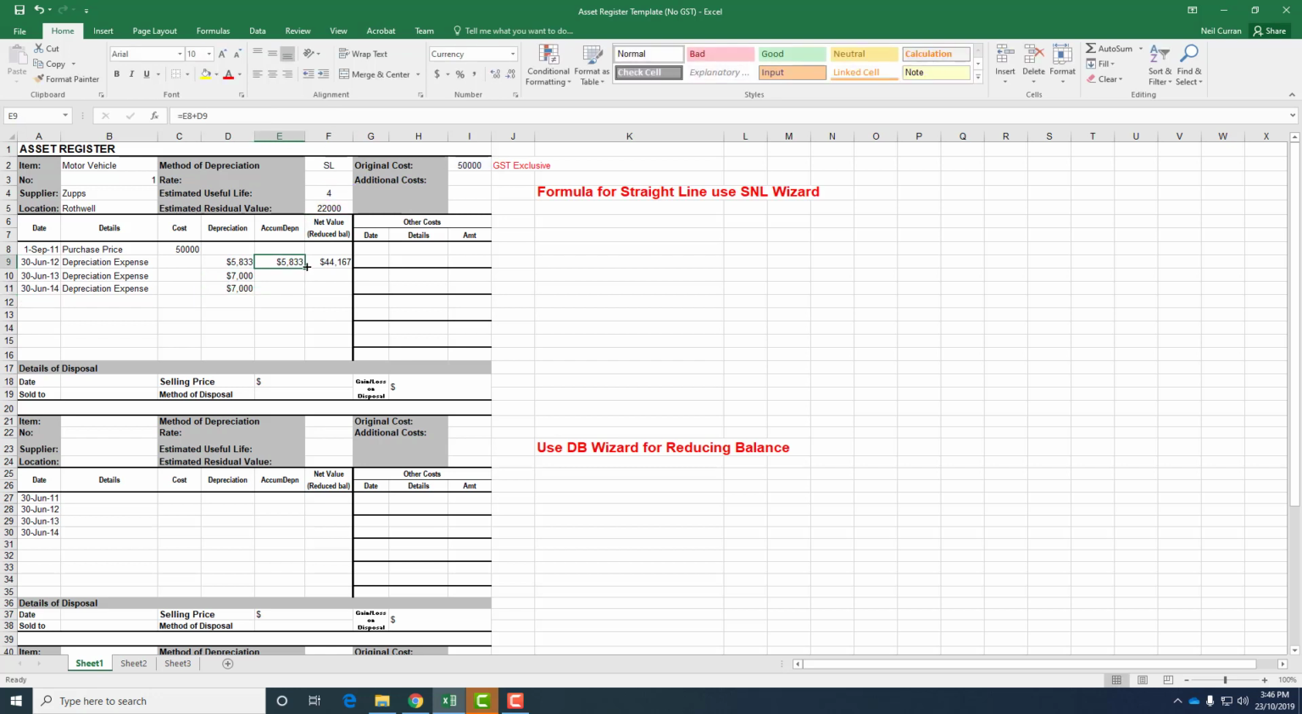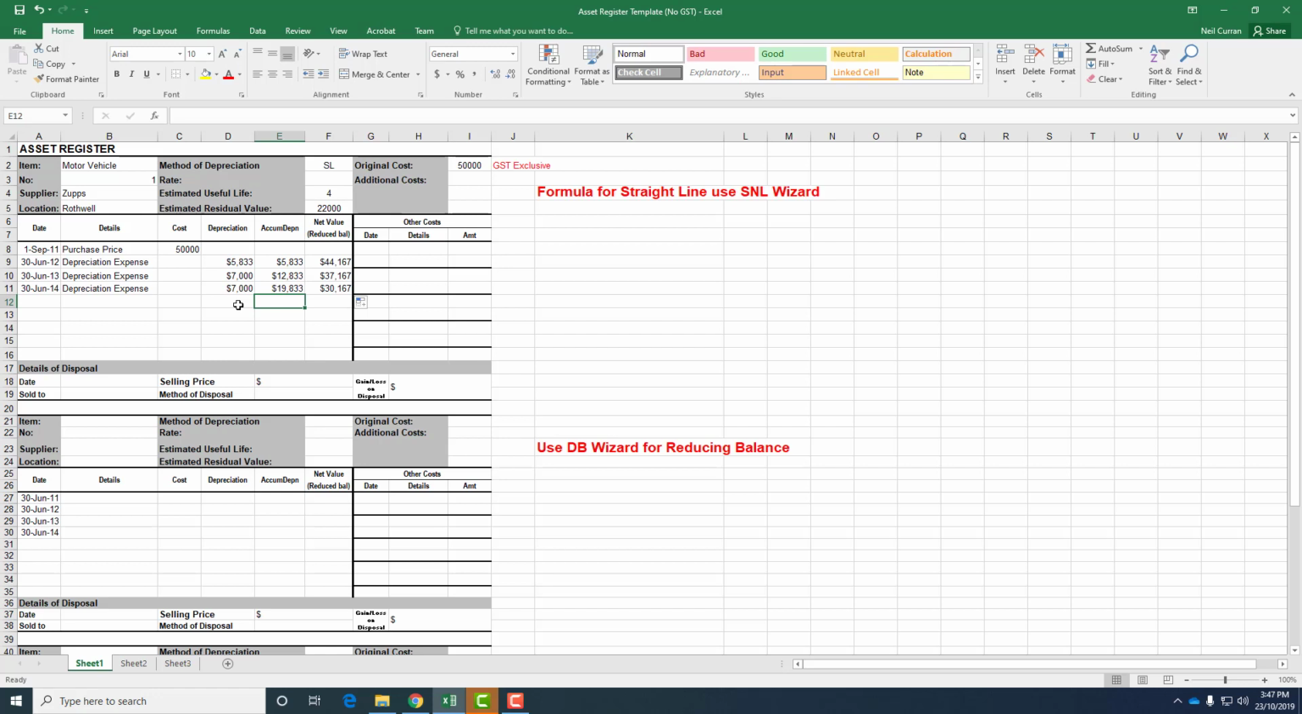Okay, drag down your formula for accumulated depreciation, and then drag down your formula for net value. Now the only thing you need to fix up here is basically the cell referencing. So we are going to put a cell reference here in the C8, and then we are going to drag that down. So that is basically how you do the straight line depreciation.